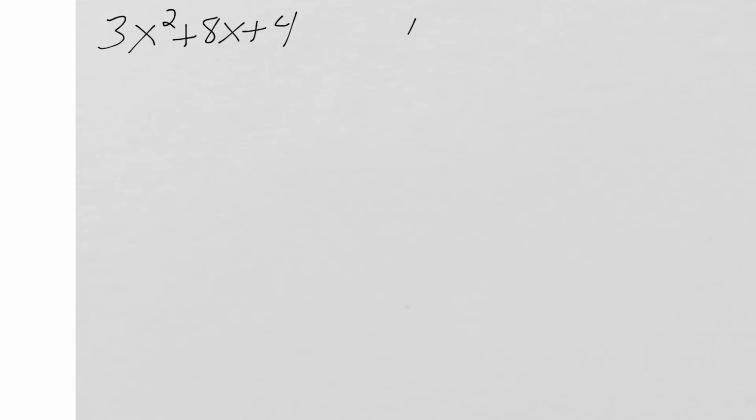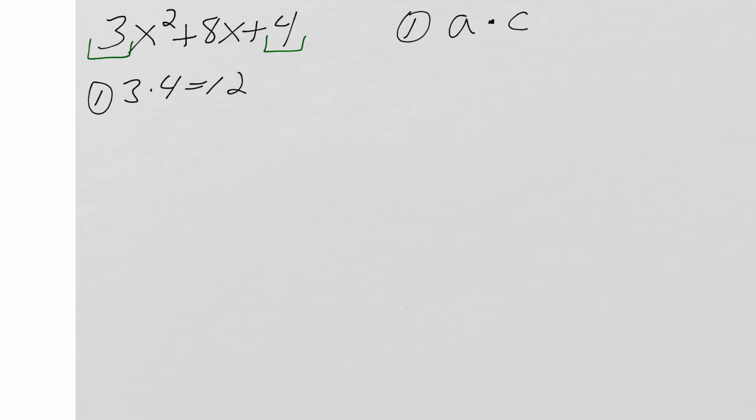The first step in the AC method is simply going to take the value a and multiply it by the value c. Now, in this particular trinomial, a is whatever's in front of the x squared term, and c is the constant at the end. So basically, for our purposes over here, step 1 is to multiply 3 times 4 and get 12. Alright, so that's our first step.